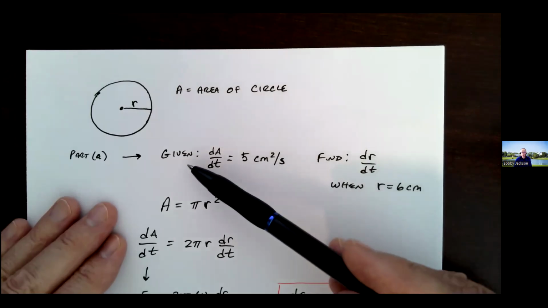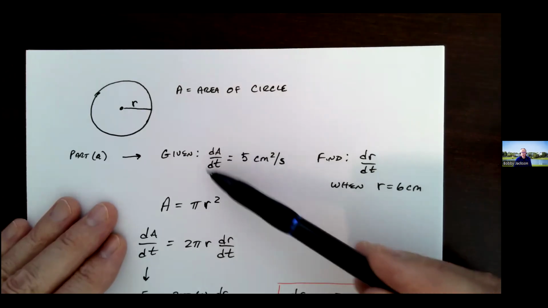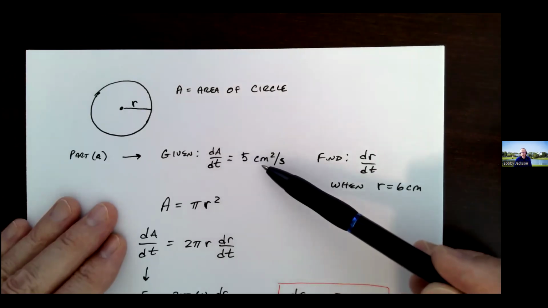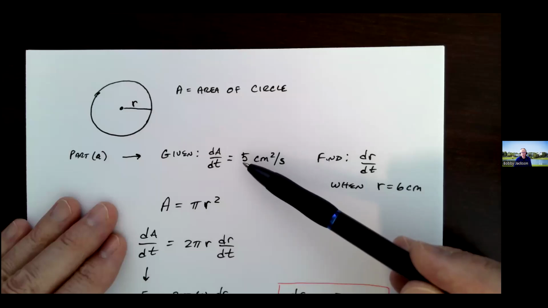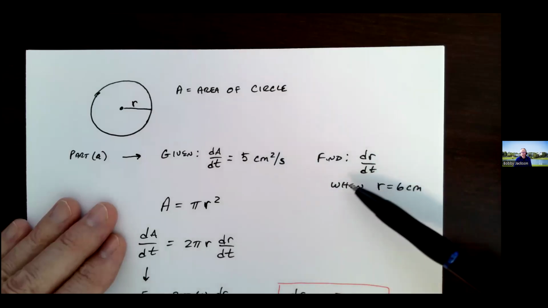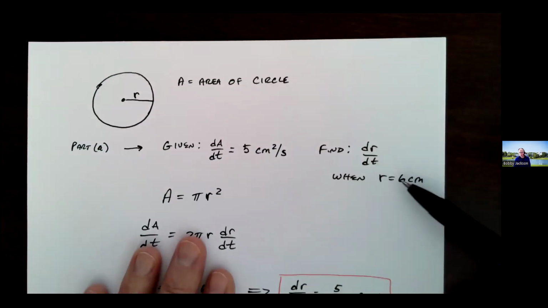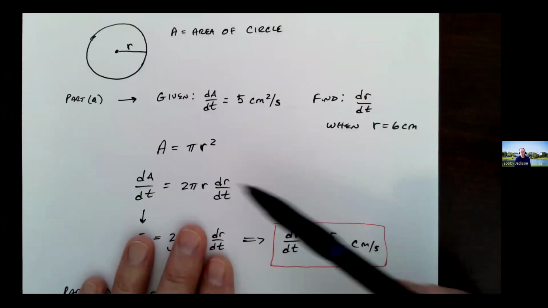quantity. So in this particular problem, the given rate of change for the area of the circle is 5 square centimeters per second. Again, your problem could vary depending on the situation. And then find dr/dt when, in this problem, r is 6 centimeters. So these numbers here could vary, but the problem is basically set up the same way.